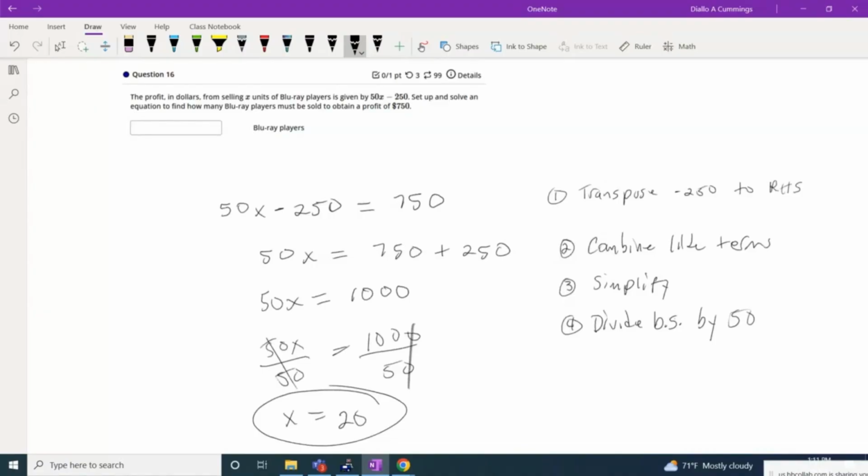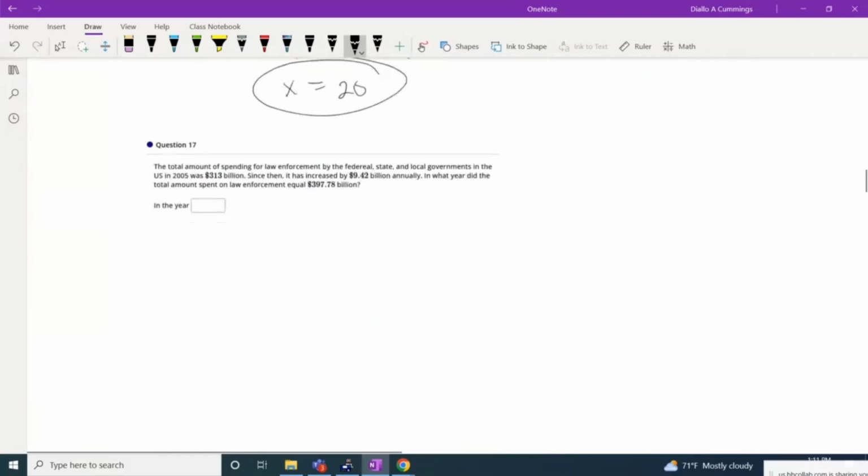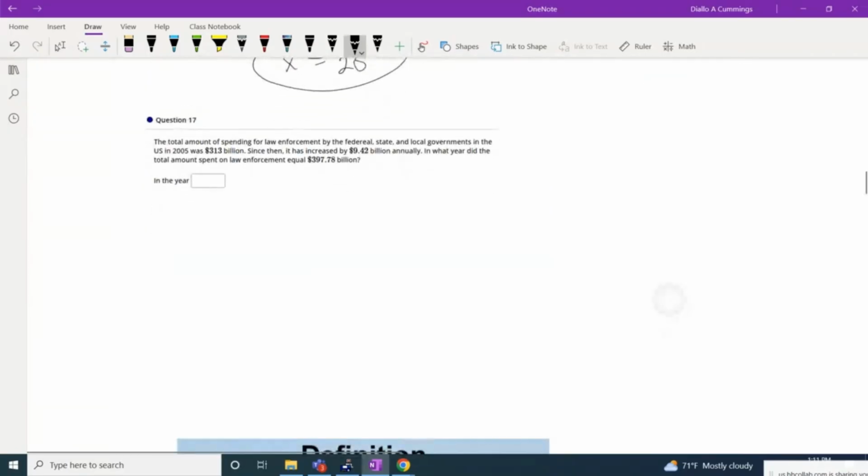So if you sell 20 Blu-ray players, your profit would be $750. Right, then I think there's one more for the linear equation section.